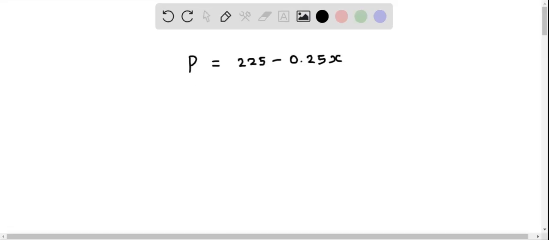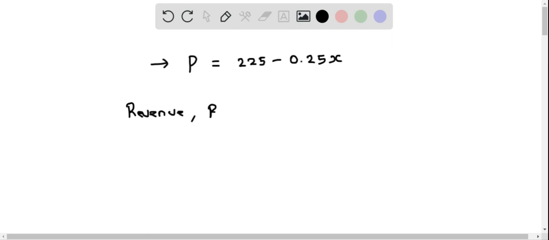Let's find the revenue function and marginal revenue function using the price demand function, that is P equals 225 minus 0.25x, where x represents the iron ore in tons. So let's find the revenue function.